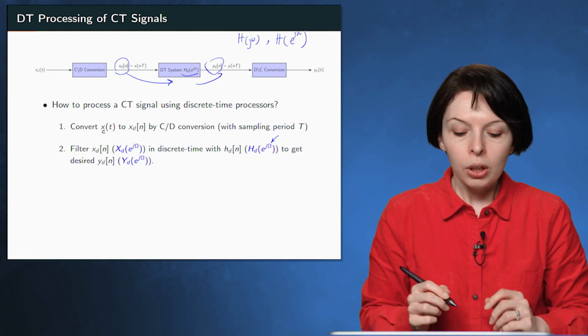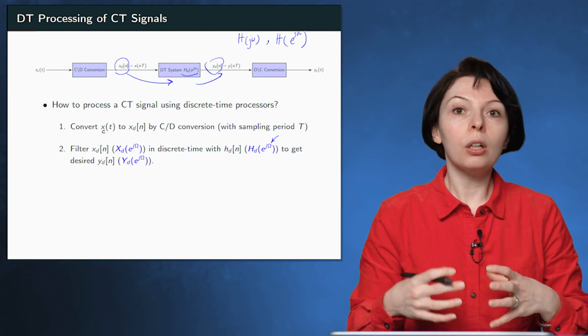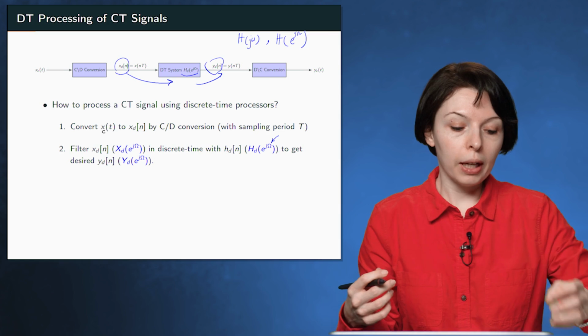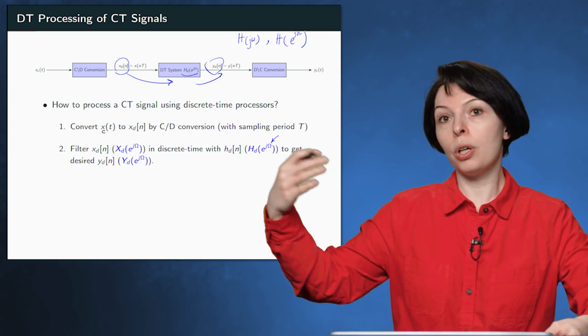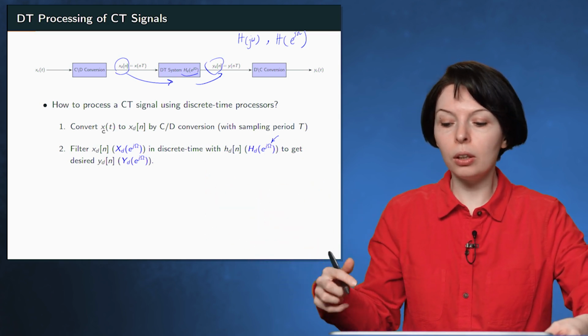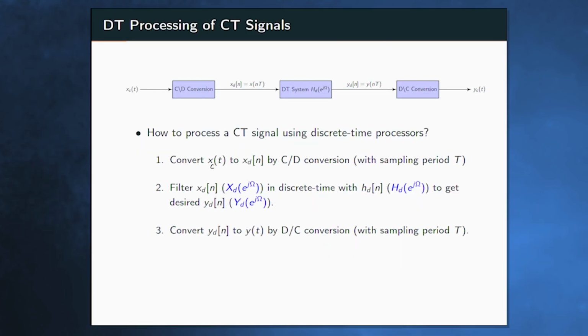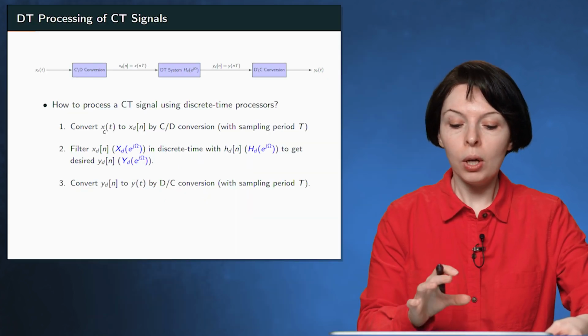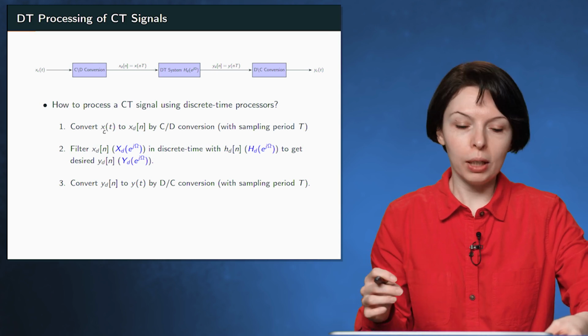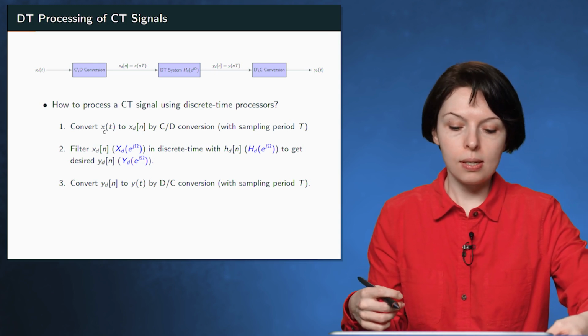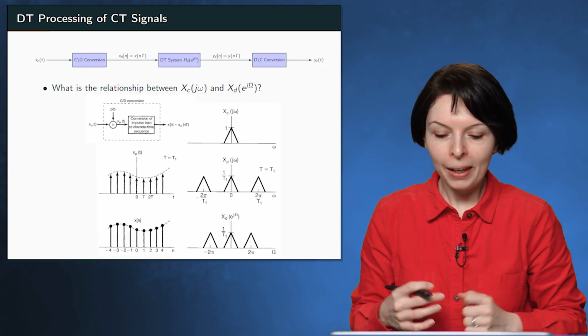All right, so you processed your discrete time signal, you generated another discrete time signal at the output, and you are ready to convert it back to a continuous time signal, which is going to be your y sub c of t. The last step is conversion of y sub d of n to y sub c of t, for which we can use a D to C conversion. All right, we're going to look at each step one by one and try to find out how all of these processes are done.